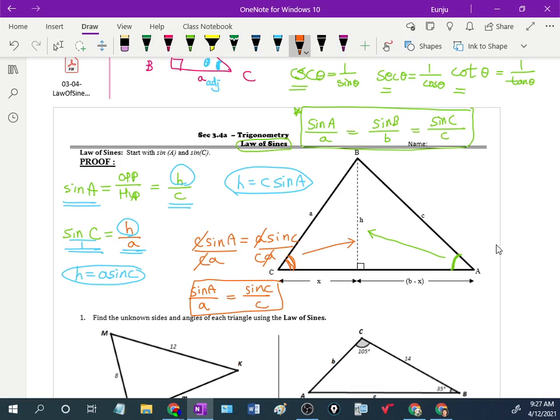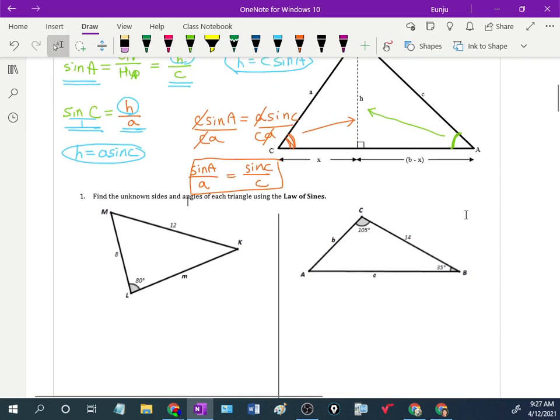Similarly, we can do the same way for the other way, okay? So we can draw altitude from C, and then we can compare A and B as the same ratio, and we can expand these two ratios to three ratios, okay? So we can verify all ratios between sine A over a, sine B over b, sine C over c. They are all equal to each other. So that is the law of sines.